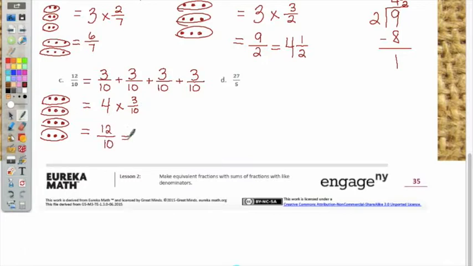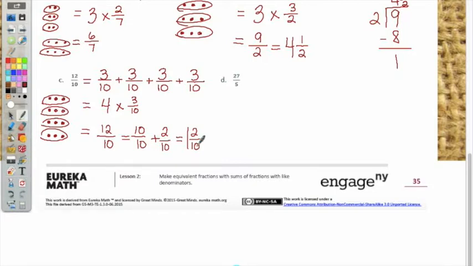Is that going to be a mixed number? Don't tell me what it is. Okay, here's one way to figure it out. Because it's so close, this way's easier than long division, okay? What would one whole be? 10 tenths. Okay, 10/10 plus 2/10. So that equals 12 tenths. 1 and 2 tenths.